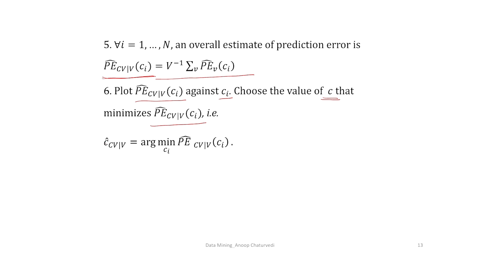So, ultimately C hat CV given V, the estimated value of C based on the V-fold cross validation, is argmin over c_i of PE hat CV given V c_i. So, you get this value.